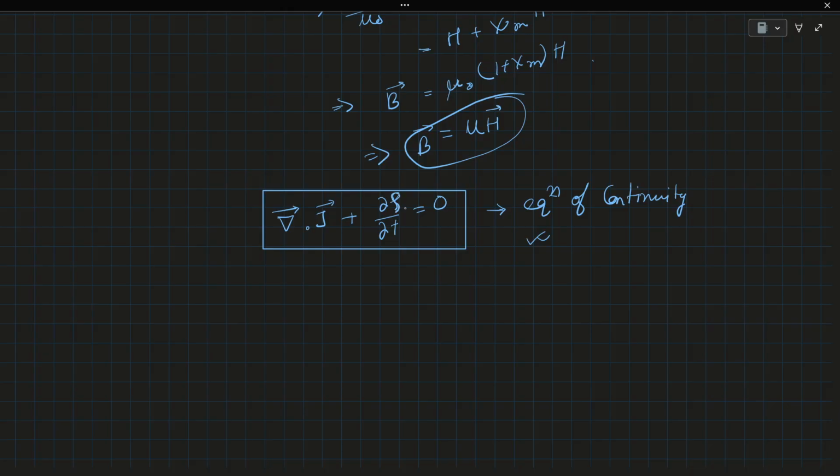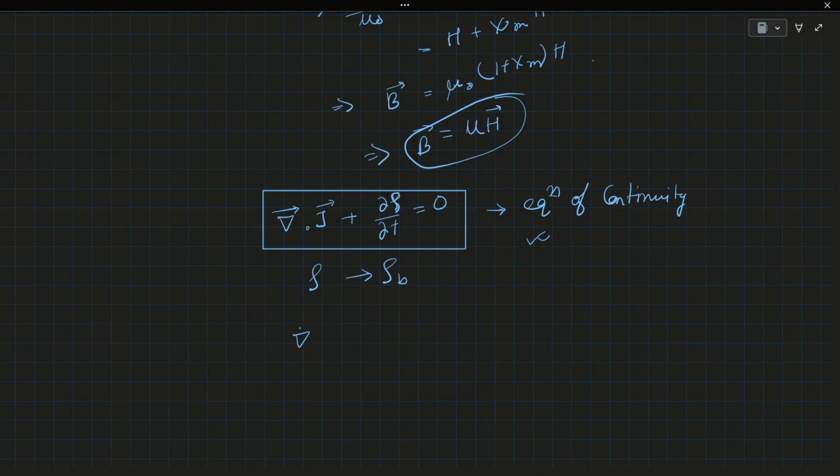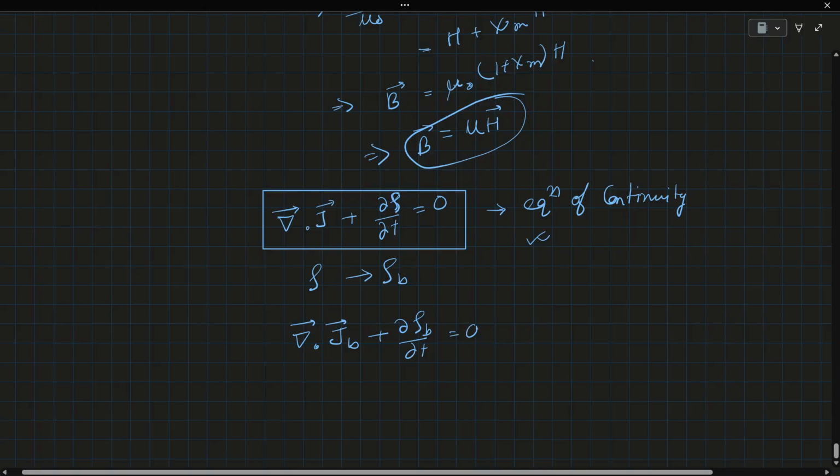This rho doesn't indicate whether it is the free charge or bound charge. If we replace this rho by rho bound, that means bound charge, then the equation of continuity will also be satisfied. Then the current density will also be because of bound charge, plus del rho b del t, right?